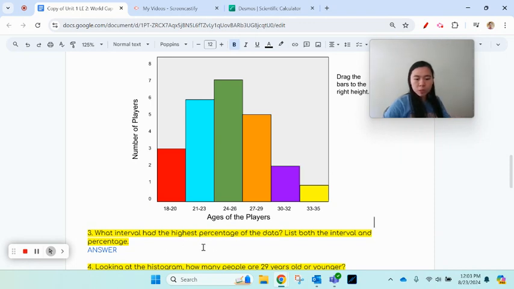Okay, what interval had the highest percentage of data? List both the interval and percentage. Okay, so we know the highest interval of players is between 24 and 26 years old. Okay, we don't want to use most, but we can say the highest interval is between 24 and 26 years old. The percentage, okay, this bar, there were 7 players that are between 24 and 26.